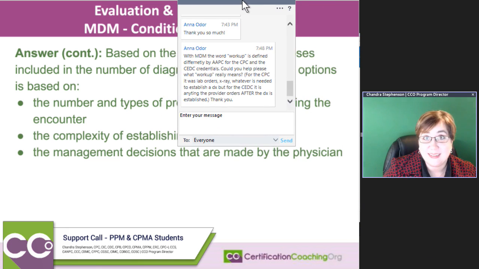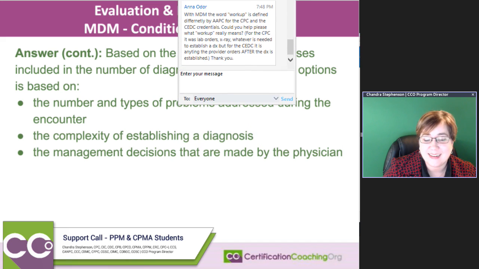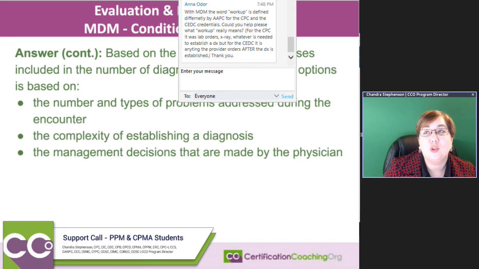Well, we're always consistent, aren't we? We're consistent in our inconsistency. What does workup truly mean? And it's not just AAPC that interprets this differently. Many of the carriers interpret it differently as well.